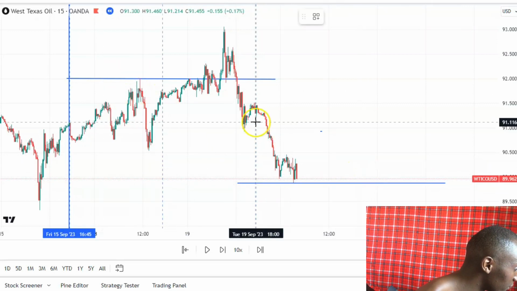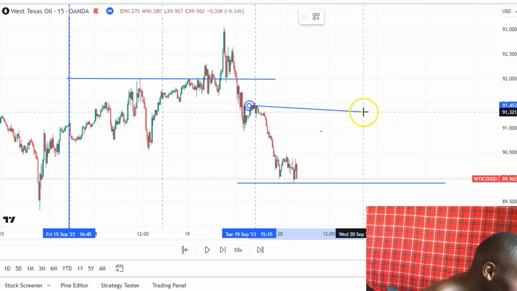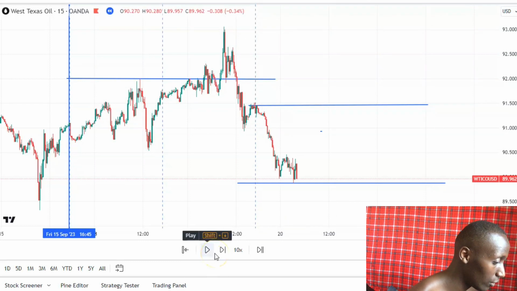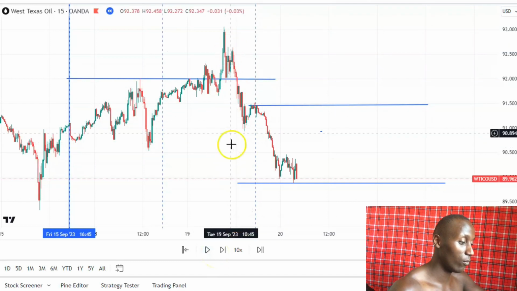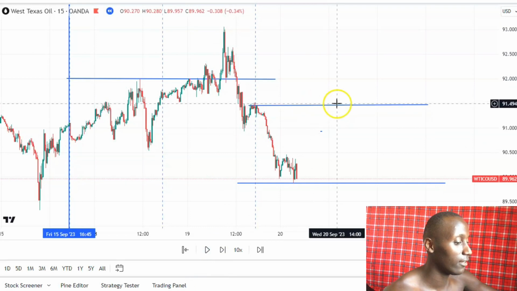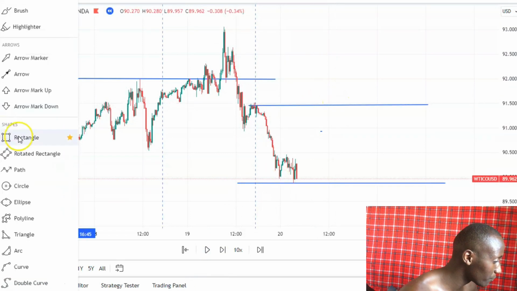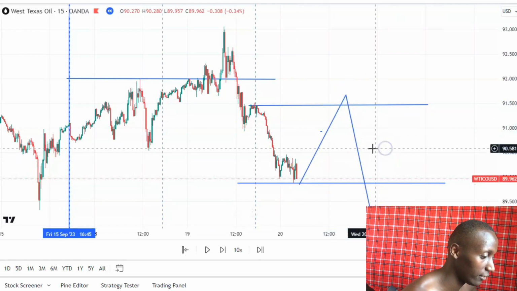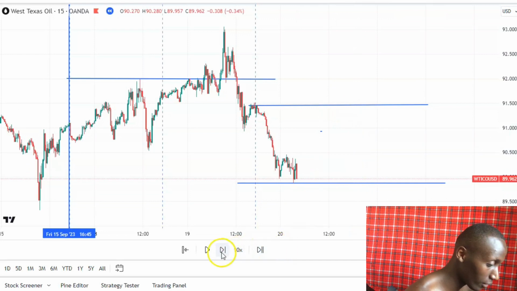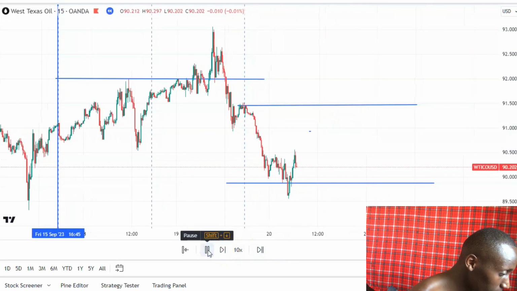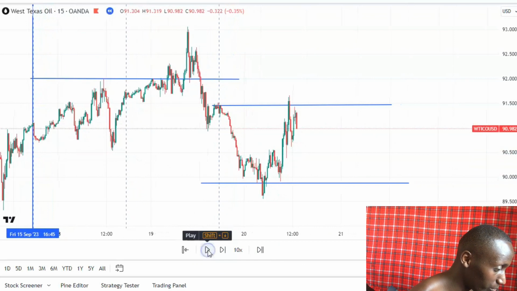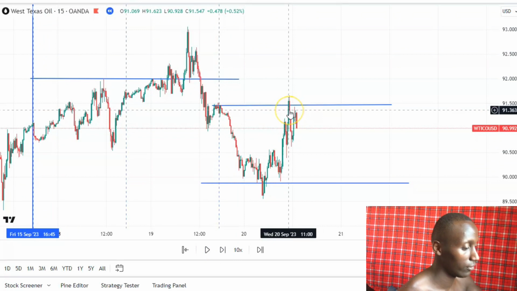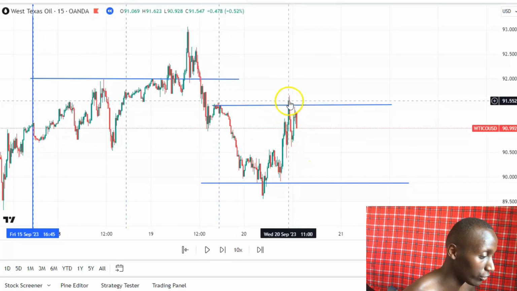Now, I'm only interested in pairs or instruments that give me sell setups at the high. This is very specific. Once we have the failed breakout at the high, then we are expecting price to continue down, but first to come back to the high and then continue down. So what happens?